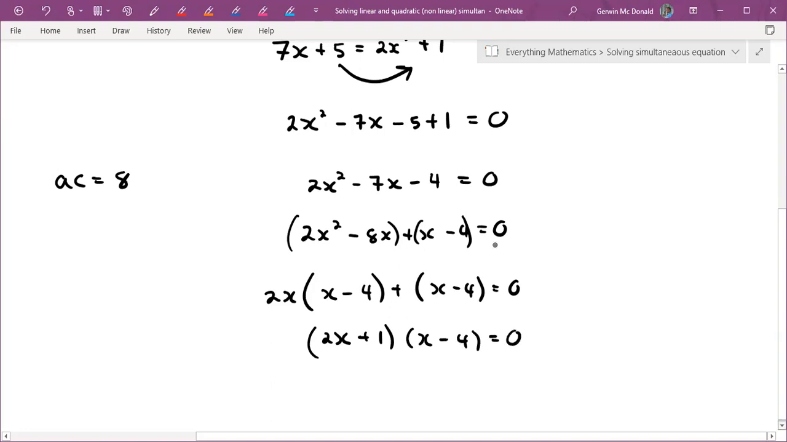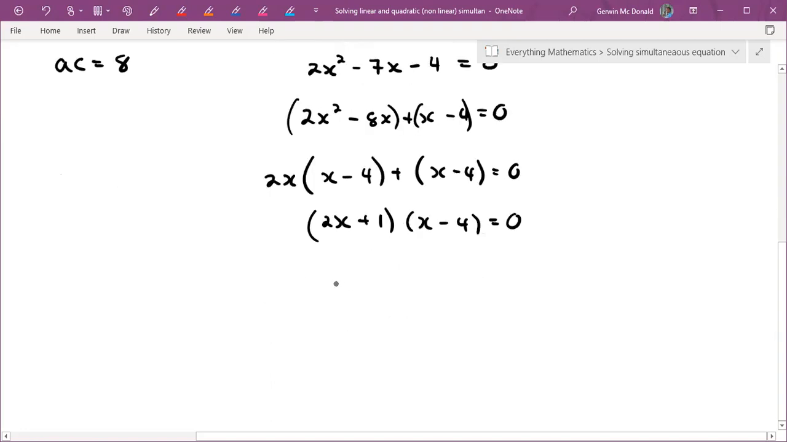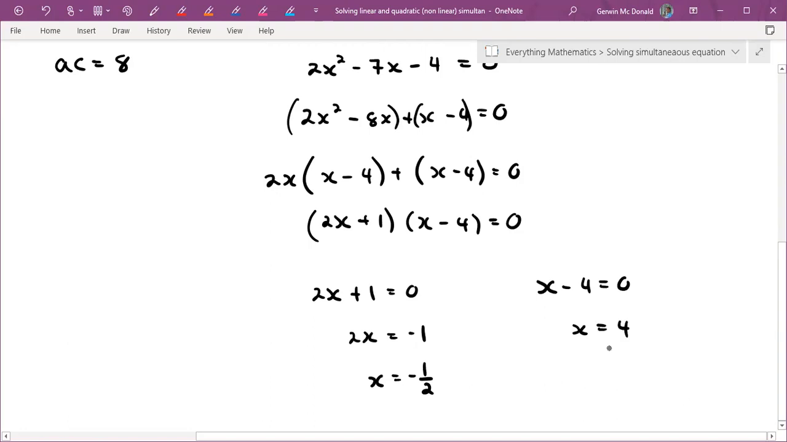And we set each bracket equal to 0. That will give us two distinct values of x. First, 2x plus 1 is equal to 0, which is 2x is equal to negative 1, which is x is equal to negative 1/2. And on the other side, x minus 4 is equal to 0, then x will be equal to 4. So notice we have two values of x, and to these two values of x, of course, we will have the respective values for y.